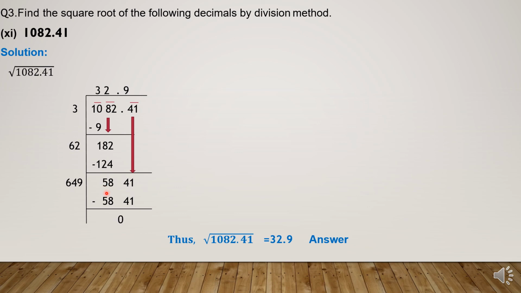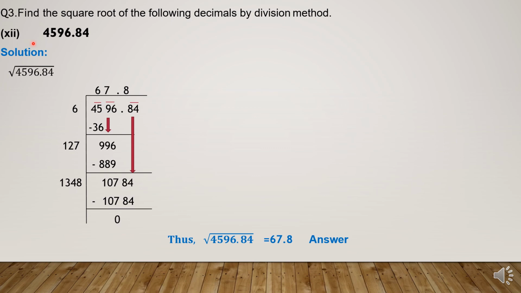Now you have the number 5841. For this dividend you have to make your new divisor. 62 will be added with 2. 62 plus 2, 64 and we have to try it with 9. 649, 9s are 5841. Subtract these values, we get 0 and 32.9 is our answer.